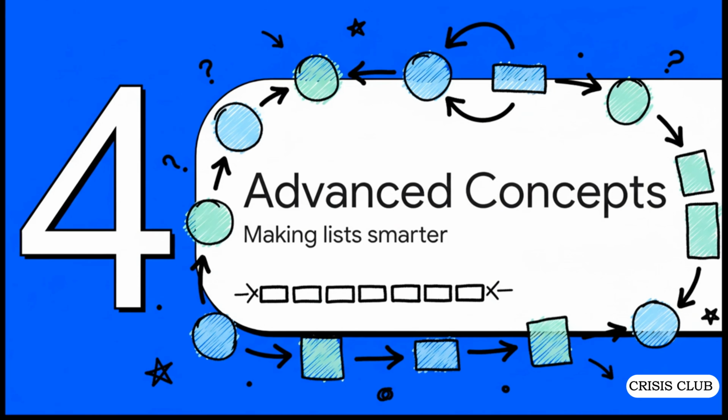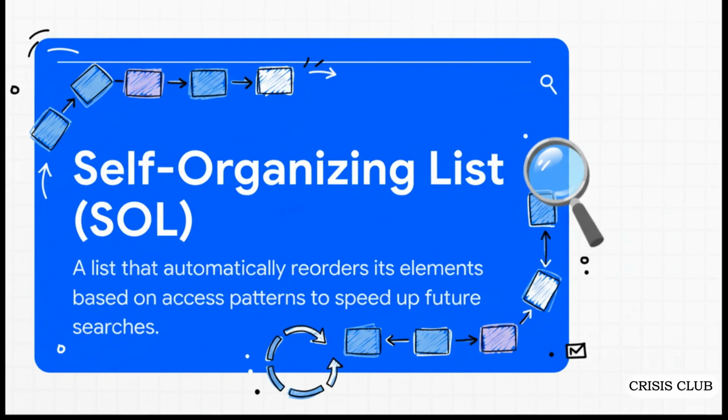All right, so we've covered the main types, but let's take it a step further. What if a list could actually get smarter the more you used it? Let's check out a more advanced concept that does exactly that. This is what's called a self-organizing list, or SOL. And honestly, it's pretty much what it sounds like. It's a list that pays attention to how you use it and then rearranges itself to be more efficient.